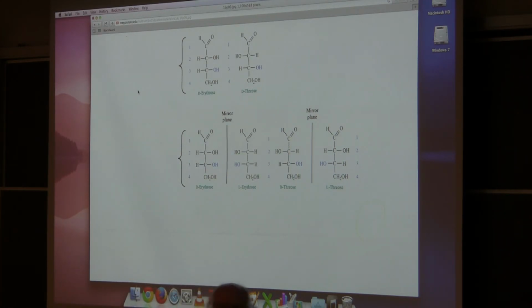All right? I'm going to give you one more name. There's a lot of names with this. Okay? Two sugars that differ only in the configuration of one OH are called epimers. E-P-I-M-E-R-S. L-erythrose and D-threose are epimers, because the only place that they differ in configuration is here on carbon number 3. They are epimers. So epimers differ only in the configuration of one OH on a carbon.